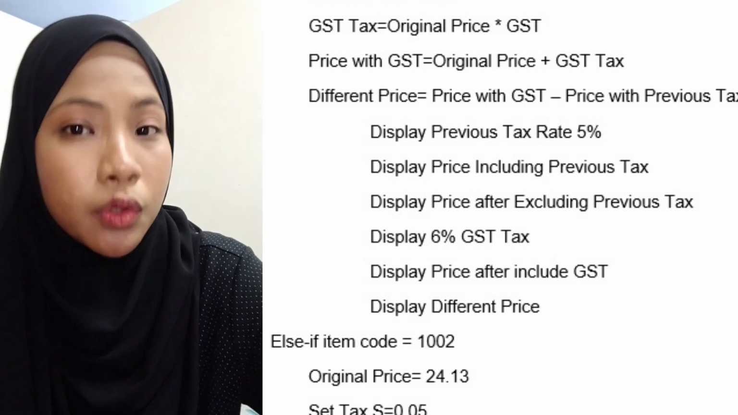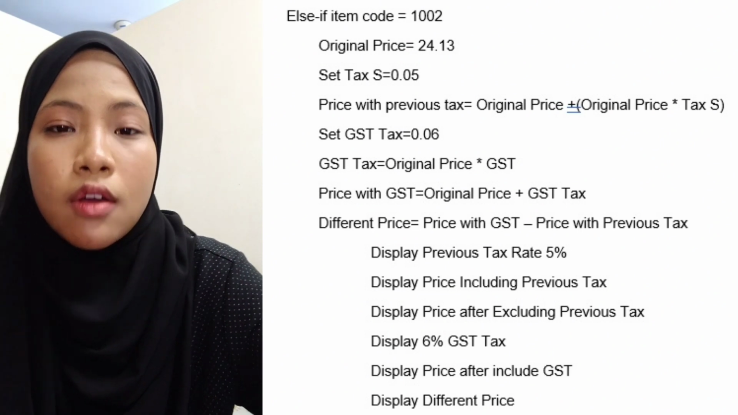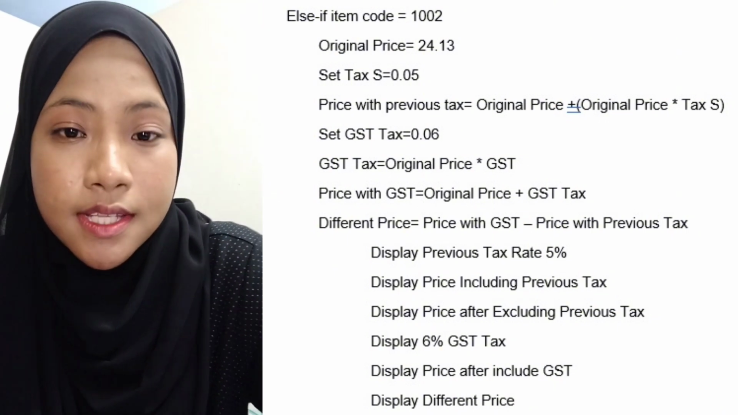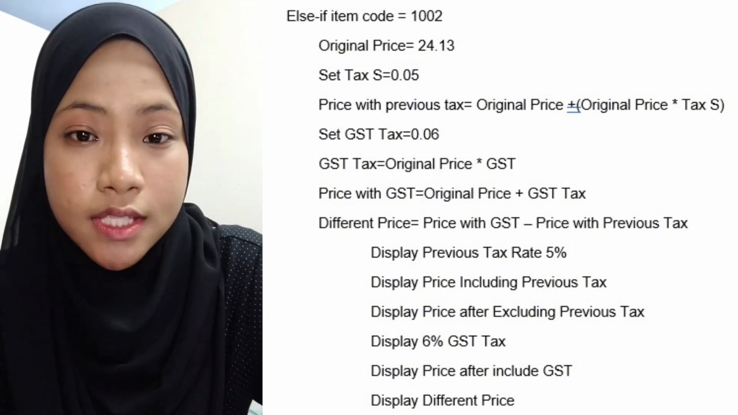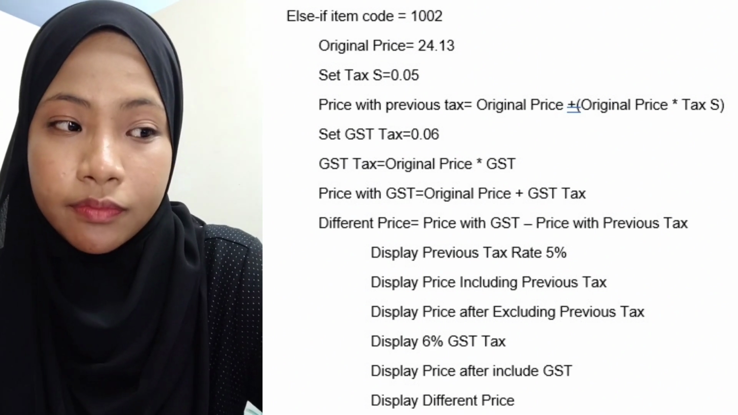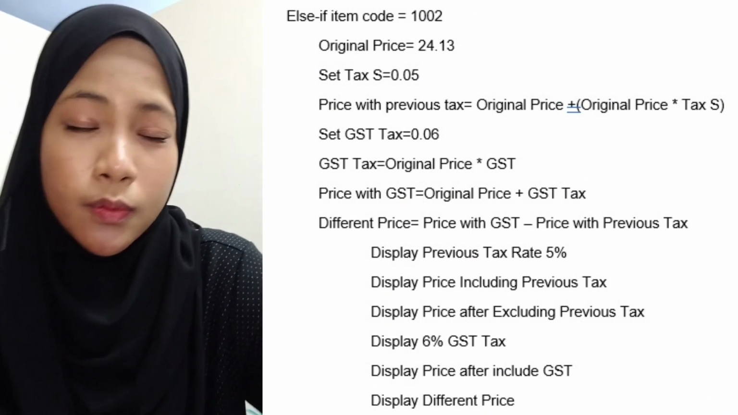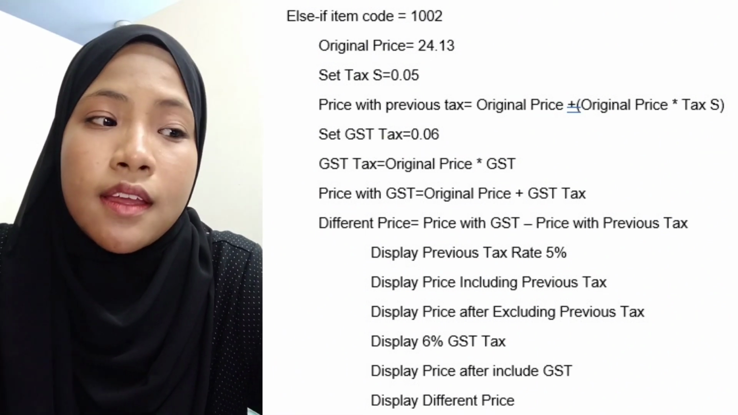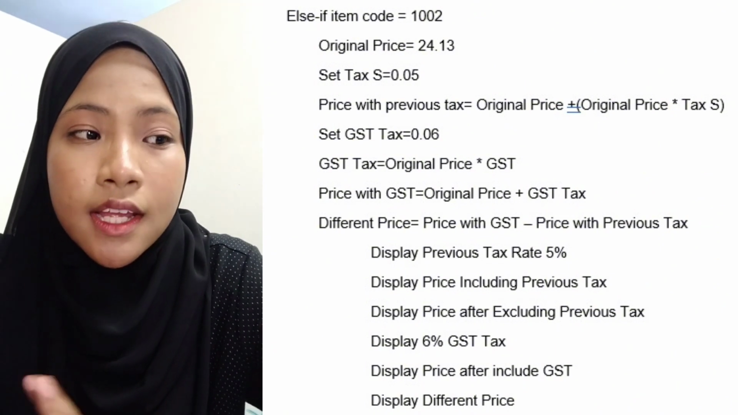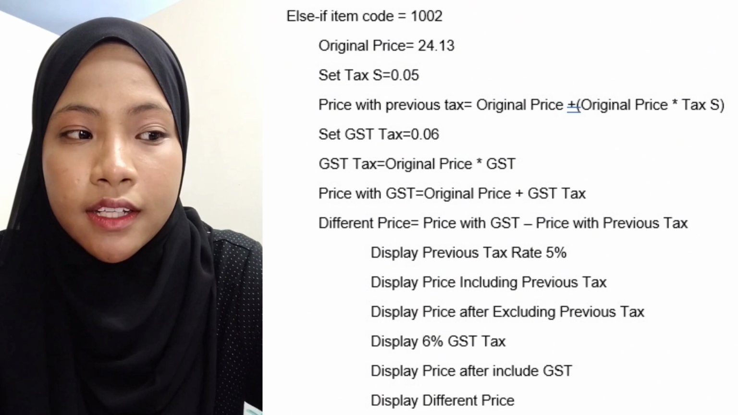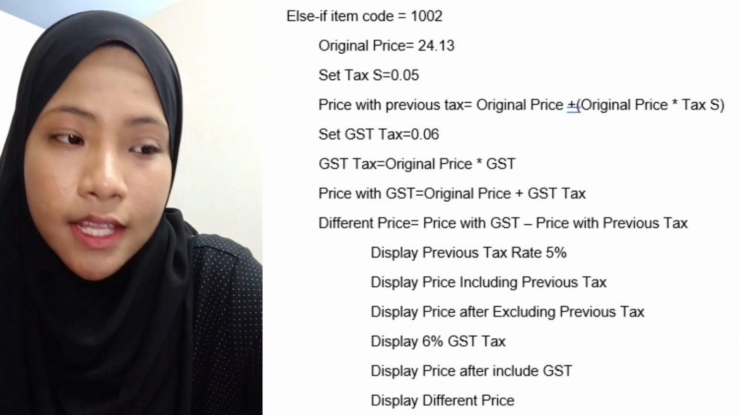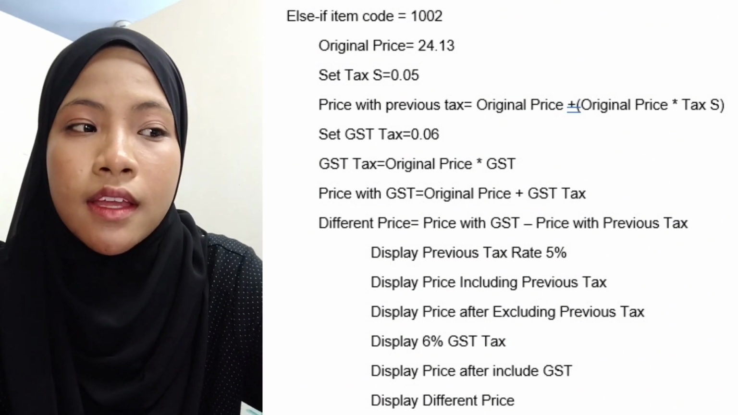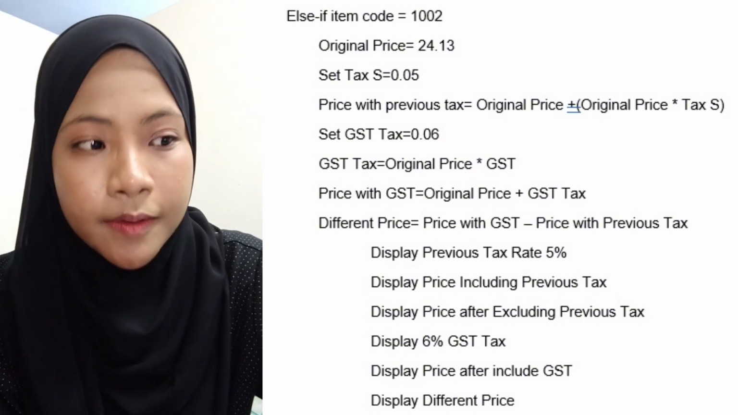Else if item code 1002, original price will be 24.13, and same tax S equal to 0.05. Calculation is still the same, just like above, and it will display previous tax rate 5%, display price including previous tax, display price after excluding previous tax, display 6% GST tax, display price after include GST, and display different price.